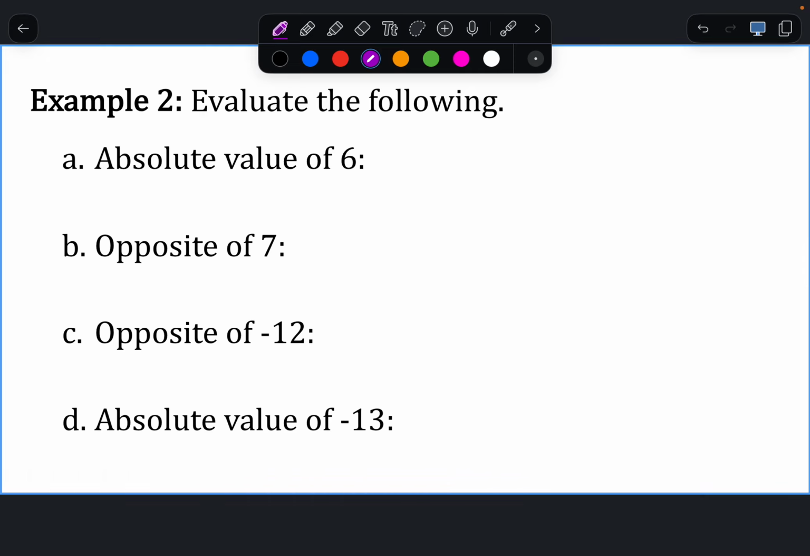This is what I want you to do. You and your elbow partner. I'm going to give you 37 seconds to answer example 2 only. Together. I don't know. I'm just being silly. I think it took less than 37 seconds.